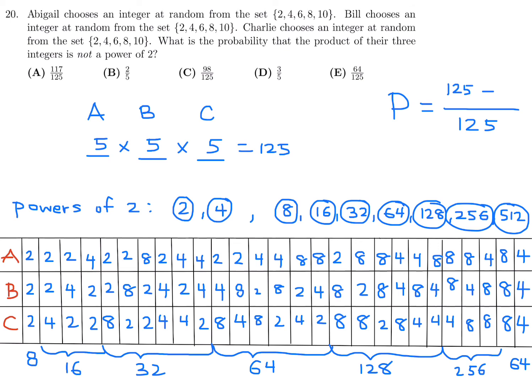I got them all. So let's count them. 1, 2, 3, 4, 5, 6, 7, 8, 9, 10, 11, 12, 13, 14, 15, 16, 17, 18, 19, 20, 21, 22, 23, 24, 25, 26, 27. 27 is the number I was looking for. All right, so that means the probability: 125 minus 27 is 98. The denominator is 125, and that's the answer. So it's an interesting little question. Number 20, the answer would be C.